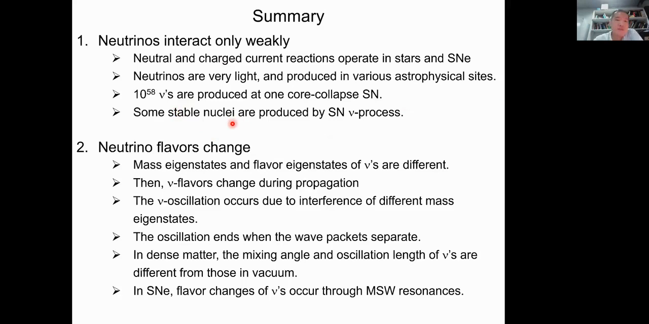Then, neutrino flavors change during neutrino propagation. Mass eigenstates and flavor eigenstates are different for neutrinos. Because of that, neutrino flavors change. And neutrino oscillation occurs due to interference of different mass eigenstates. And that oscillation ends when the wave packets of different mass eigenstates separate. In dense matter, the mixing angle and oscillation lengths of neutrinos are different from those in vacuum. Oscillation length is much shorter in denser regions. And in supernovae, flavor changes of neutrinos occur through MSW resonances, originating from the electron potential inside the supernova. Let's finish the first part of the lecture.